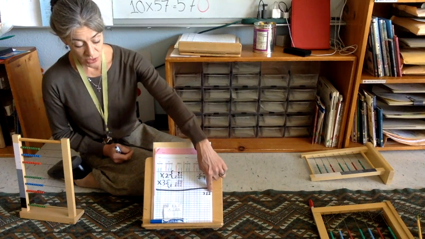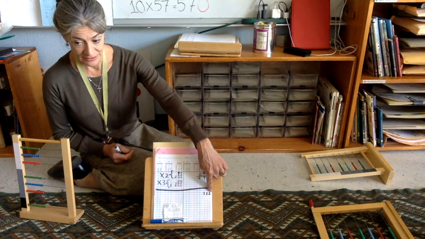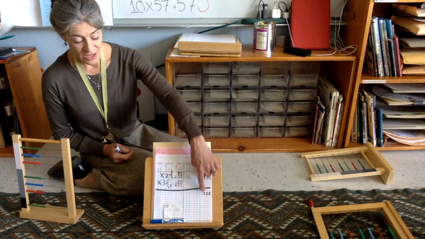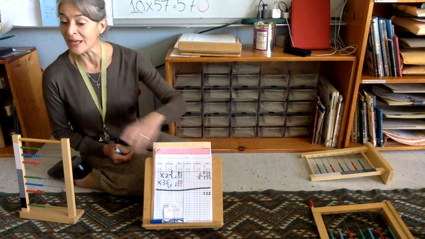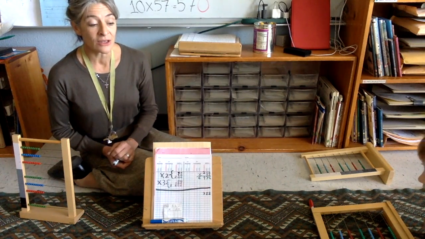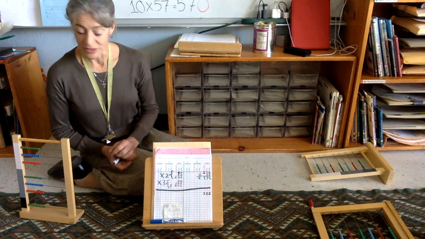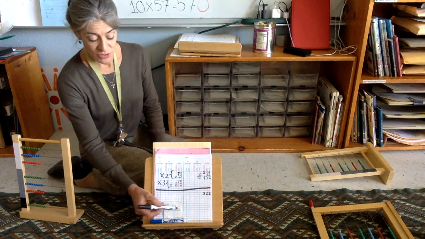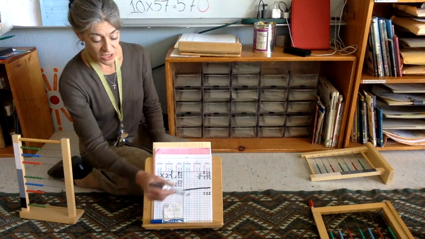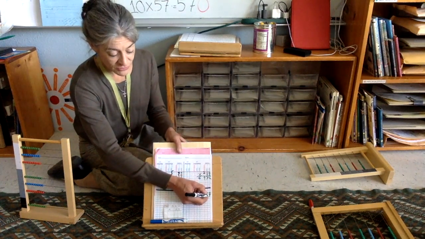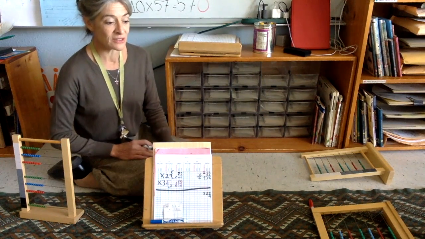312 has 2 units touching the green line, 1 ten touching the blue line, and 300s touching the red line. Good. You're fine, Andrew. Now we're going to write times 24, so the 4 goes right under the 2. Okay, everybody? Put the 4 right under the 2, touching the green line.